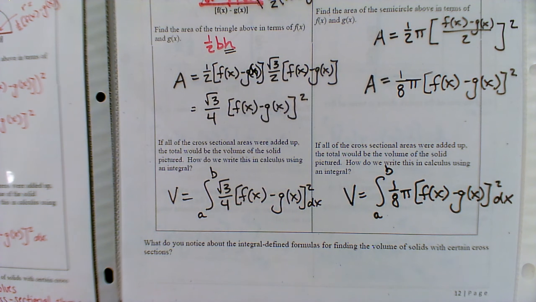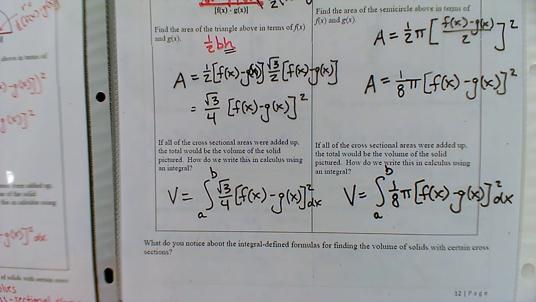Okay, so these are kind of the 4 main cross sections that you might come across. We'll take a look at some other ones when we get through some of the examples, but it's still the same idea. You have to find the area of that cross-sectional shape, and we're going to integrate that to find the volume.